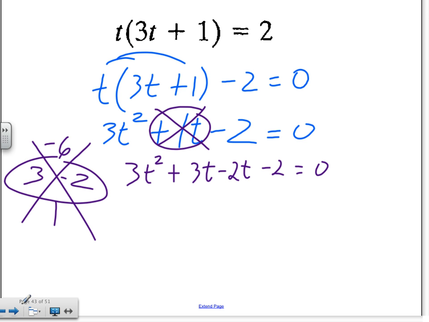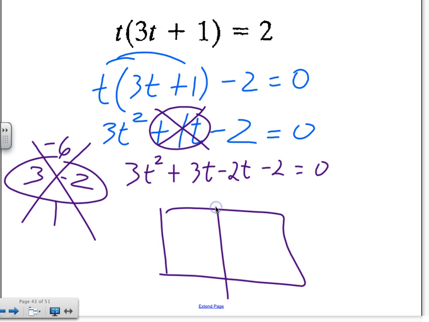And learn to copy correctly too. This is a positive 3 and this is a negative 2. Notice I keep the signs exactly the same. And of course, because I'm replacing the middle term, I also attach the variable with that. So now that I have 4 terms, what do I do? Put it in a box.